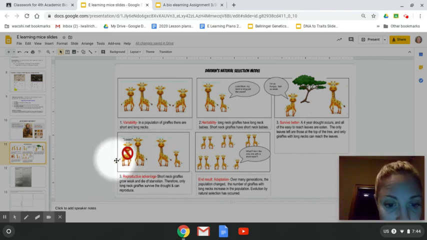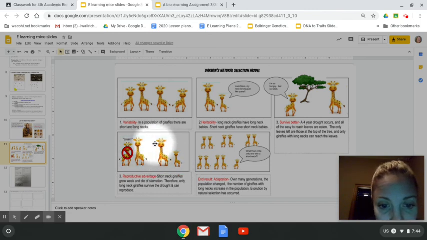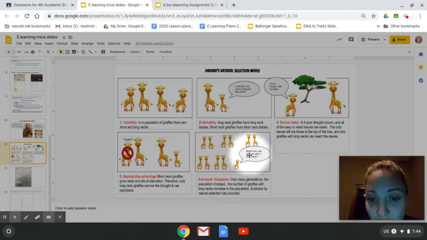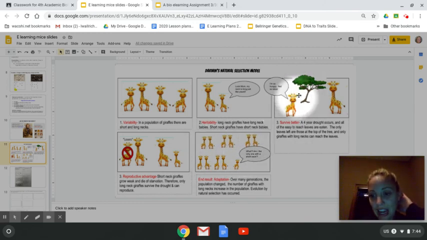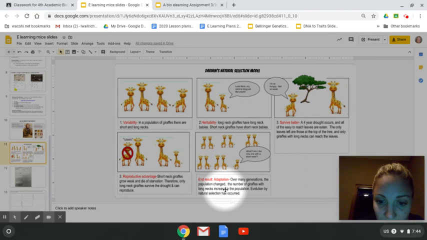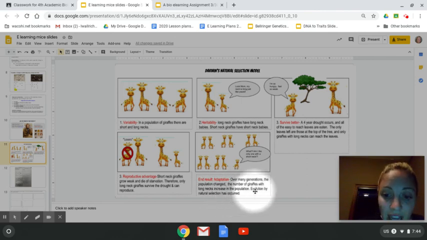So these guys die off. These guys reproduce. And then over many generations of having this trait of being able to reach the high leaves when there was a drought, over many generations, the population changed, the number of giraffes with long necks increased, and evolution by natural selection occurred.